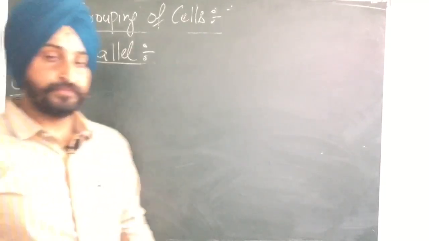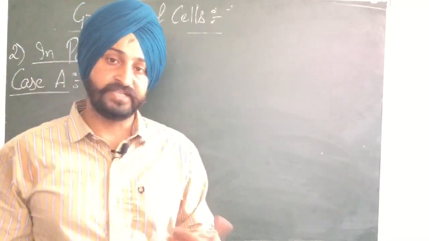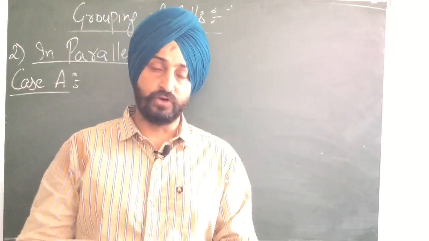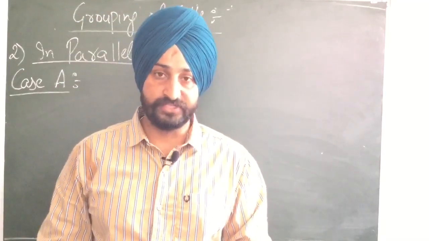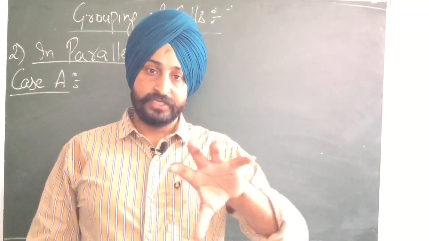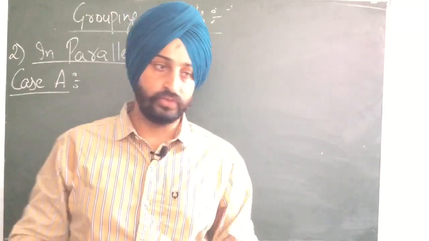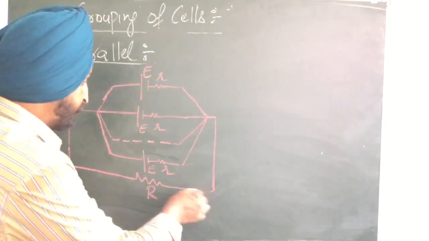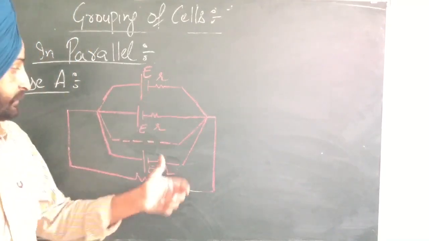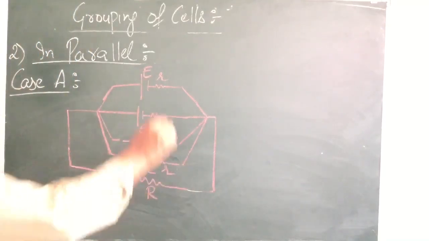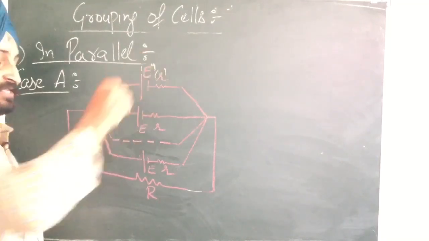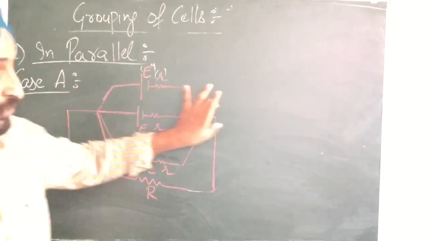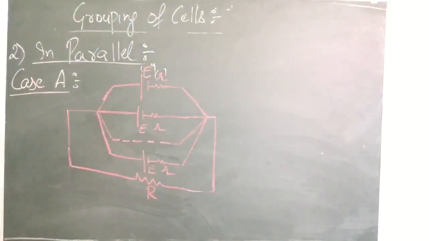So our first case is when we have connected a number of cells in parallel, the EMF of each cell is E, that means all of them have equal EMFs and equal internal resistance, and the positives of each are connected together and negatives are connected together. So the circuit will look like this. So here is our first case. In this case we are given n cells, all connected in parallel. EMF of each cell is E and internal resistance of each cell is r, and positives of all are connected together and negatives of all are again connected together. So this is our first case.